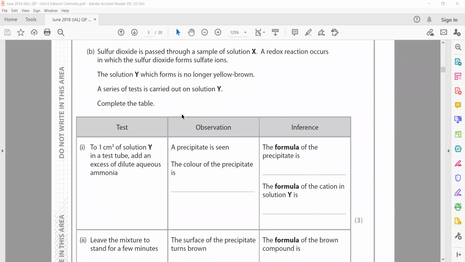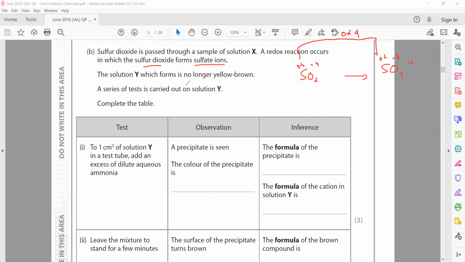Then part B: sulfur dioxide is passed into a sample of solution X. The redox reaction occurs in which sulfur dioxide turns into sulfate ion. So what is the change in oxidation number? Each oxygen is -2, so 2 oxygen will be -4, so sulfur should be +4. And here each oxygen is -2, so 4 oxygen will be -8, so sulfur will be +6. So basically sulfur +4 changes to +6, so sulfur is oxidized. So another substance should be reduced.